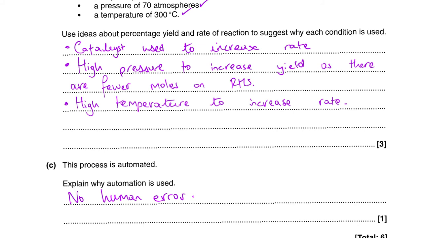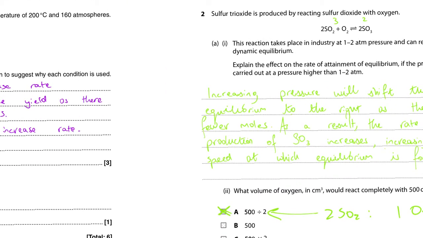Okay. C, the process is automated. Explain why automation is used. No human error. We're taking out any sort of mistakes that could be made. Next one.